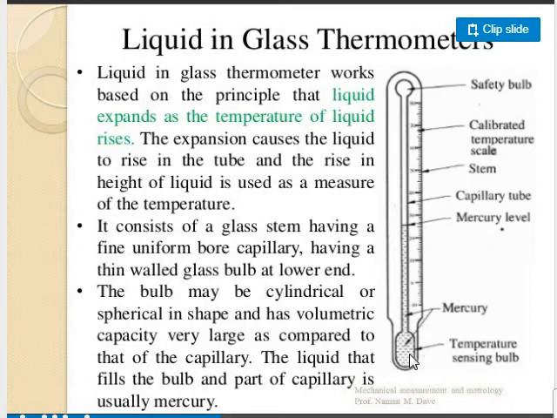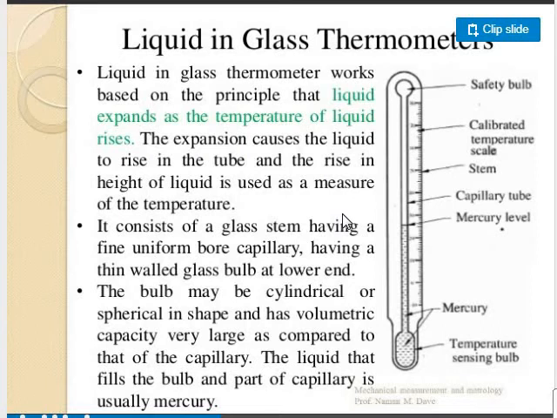So it consists of a glass stem. Overall, this is the glass vertical stem on which we are going to have the calibration, the markings, readings. It has a fine uniform bore capillary. Why do we call it a capillary? Because the liquid rises. When there is a rise in temperature, the level of the liquid also rises. That is why you have studied capillary action.